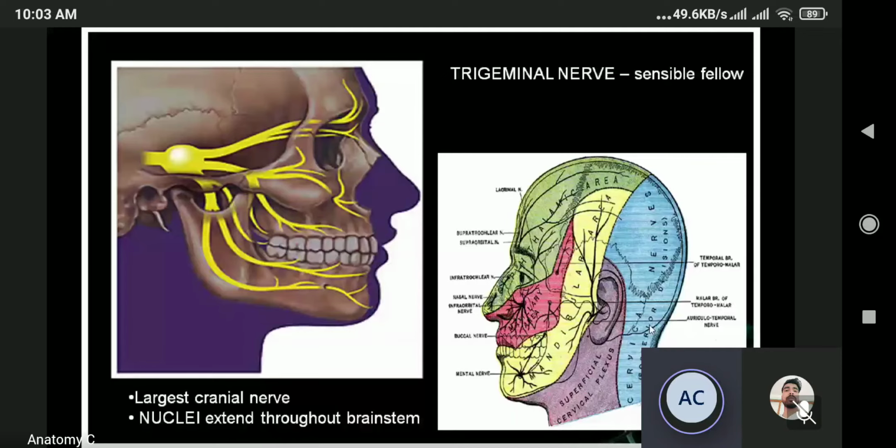That means what will be the functional component? Special visceral efferent. Okay, good. Then general somatic afferent.